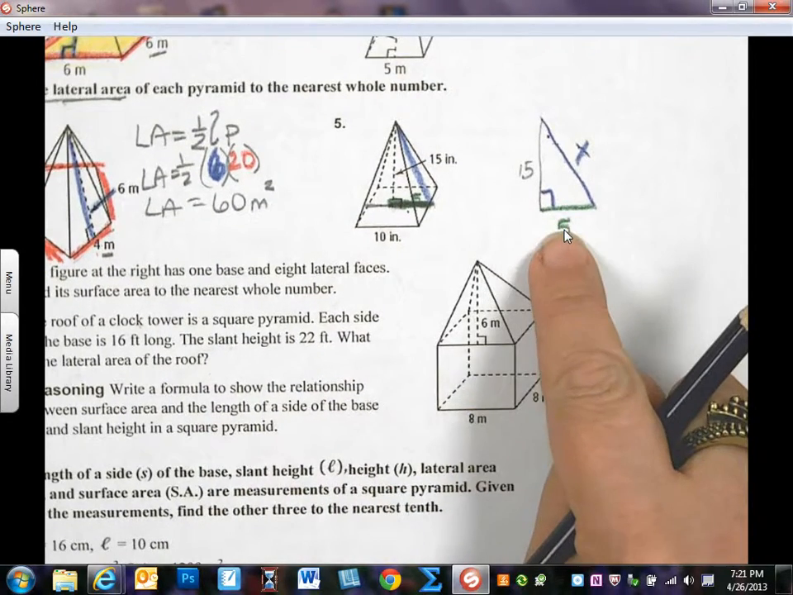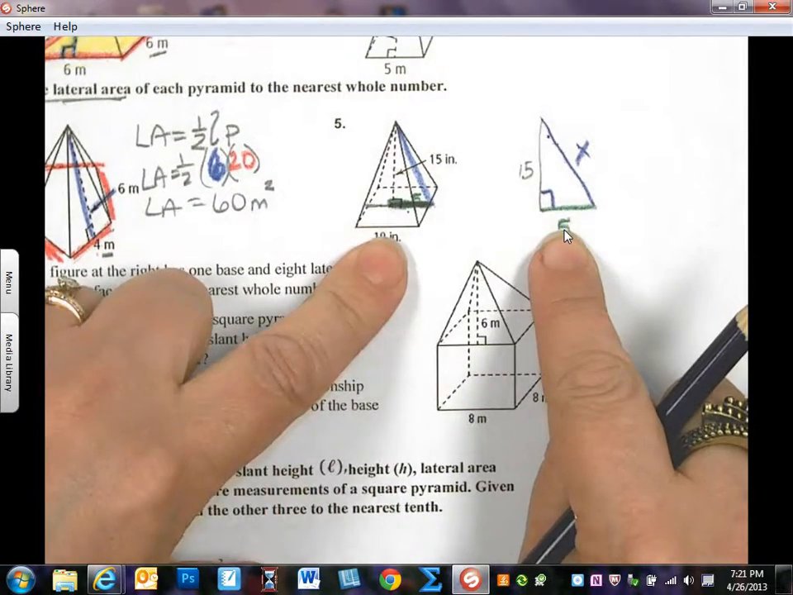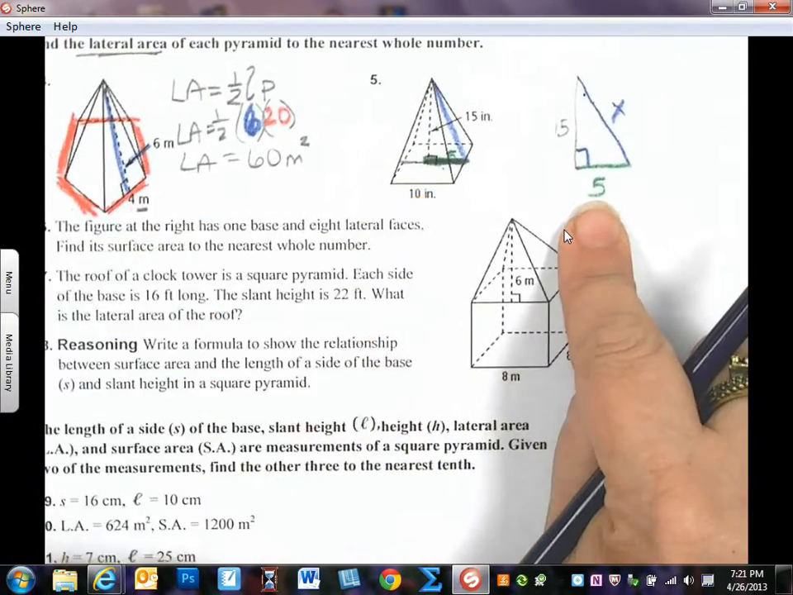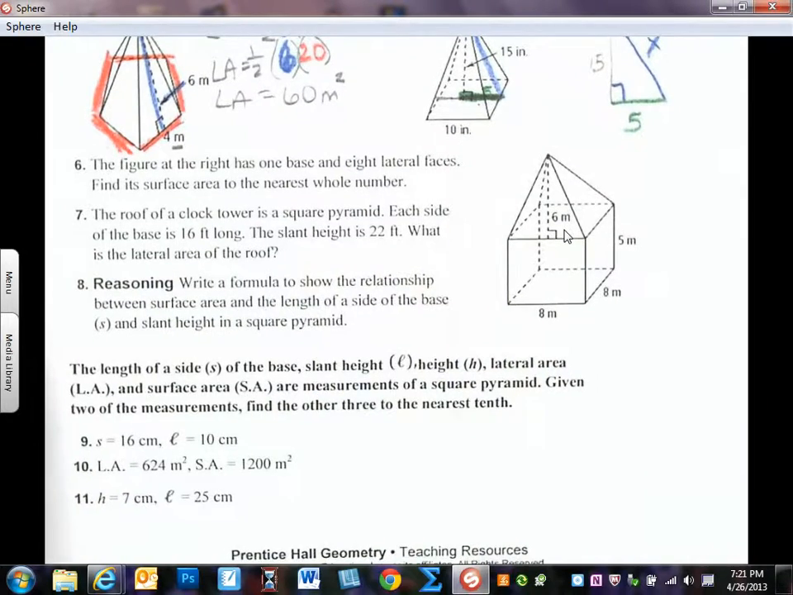I imagine that if you were given a question this simple on a test, you would have to do something to find that slant height. They're probably not going to give it to you.